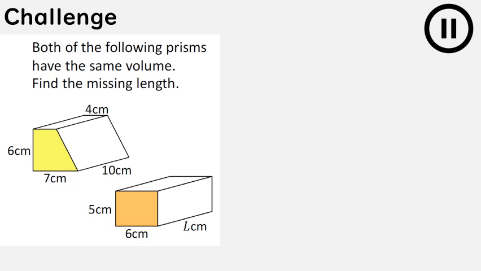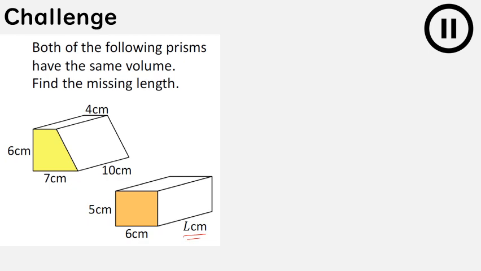Okay, final question now. So if you found this lesson quite easy, pause the video now and have a go at this tricky challenge question. Both of the following prisms have the same volume. Find the missing length. So this L is missing. Pause the video, see if you can find out what it is. Right, well done for giving that one a go. Let's have a look at the answers.